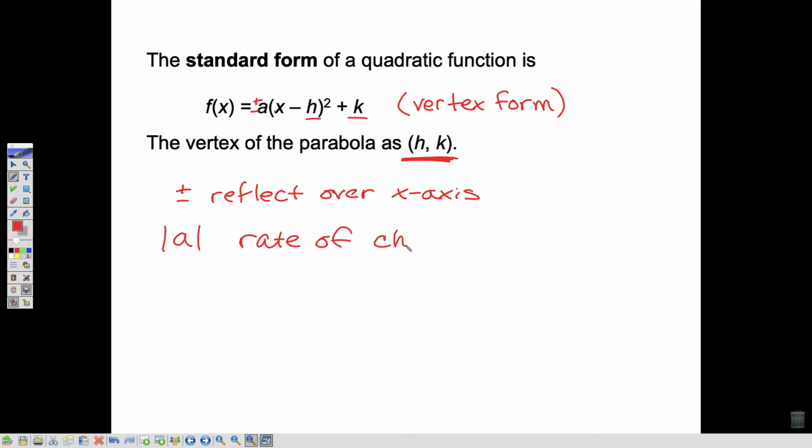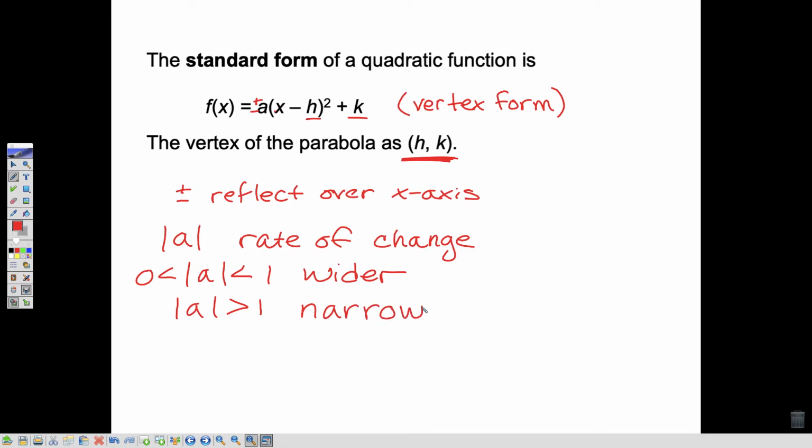Again, I put absolute value, correct? So if the absolute value of A is between 0 and 1, the graph is what? Wider. And if the absolute value of A is greater than 1, it is what? Narrower.